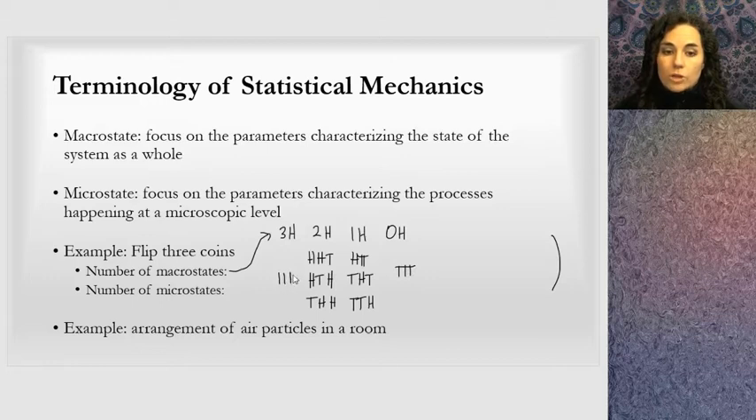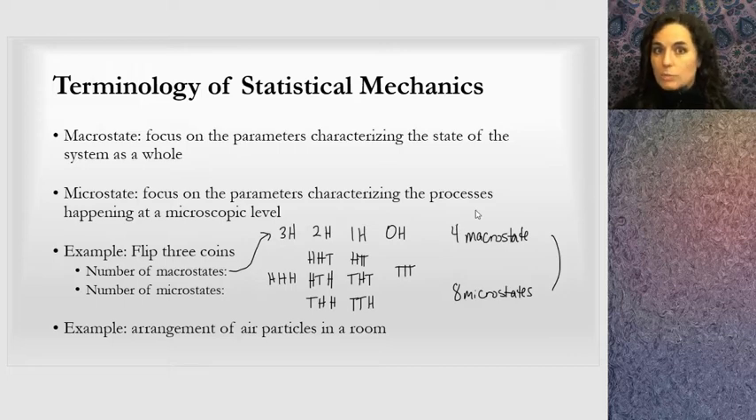Overall, when I count all of these up, I end up with 8 different microstates. There's 8 microstates. But overall, there's only 4 macrostates. So that's the idea of the difference between a macrostate and a microstate. What's the larger sort of what's possible, and then the microstate really looks at the details of how each of those arrangements happen within the larger macrostate.